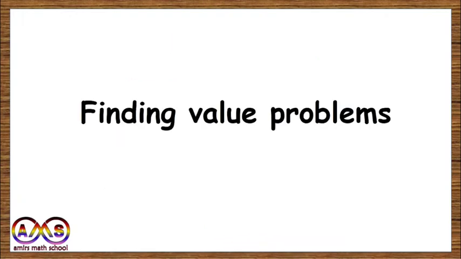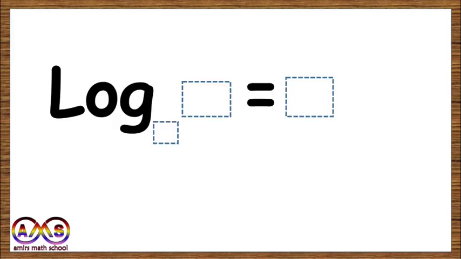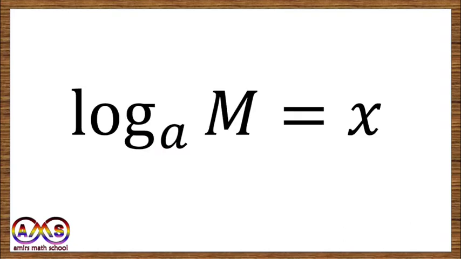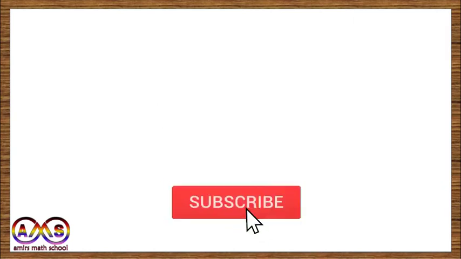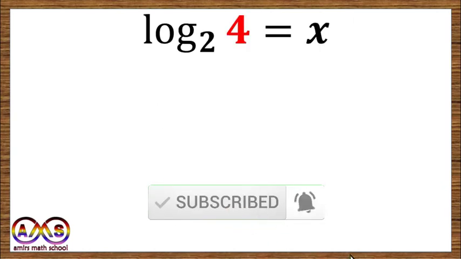Now, the finding value problems. In case of logarithm, the unknown value may be here or here or here. So, we just discuss 3 cases here. First one, log a base m equal to x, that is the unknown value is here. So, let's see one example. Log 2 base 4 is equal to x.